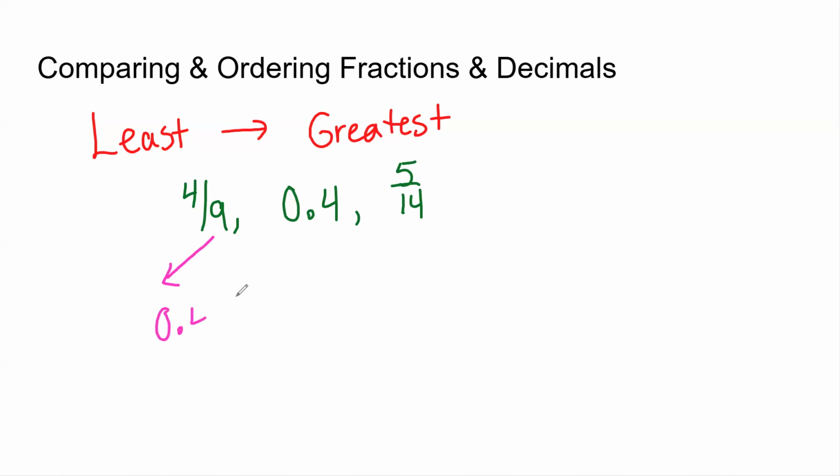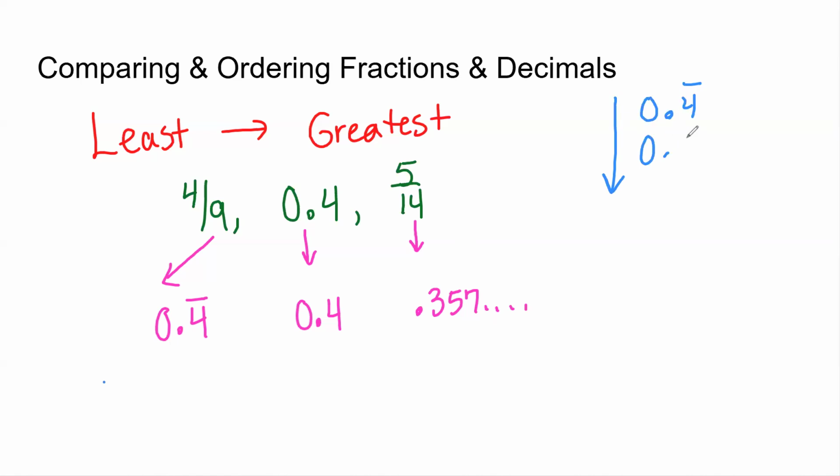It's 0.4 repeating. This one already is a decimal, so just leave it. And then in your calculator, do 5 divided by 14. It is non-repeating, and it's 0.357, blah, blah, blah. I would say just chop it off at 3 decimals. It's fine. And now we want these least to greatest. So who's smallest? And sometimes it's easier to line them up vertically. So we have 0.4 repeating, 0.4 by itself, and 0.357. Again, you can put the zeros or not.